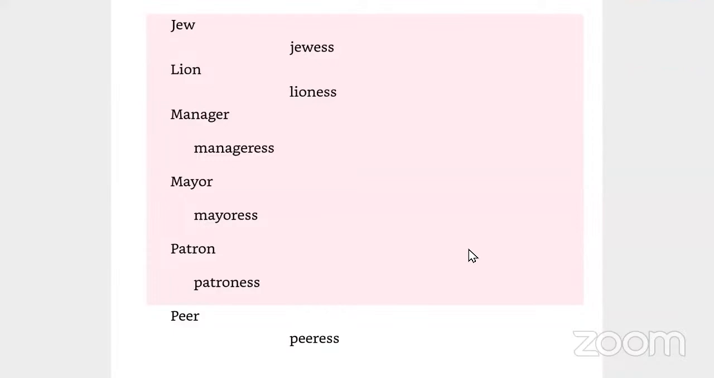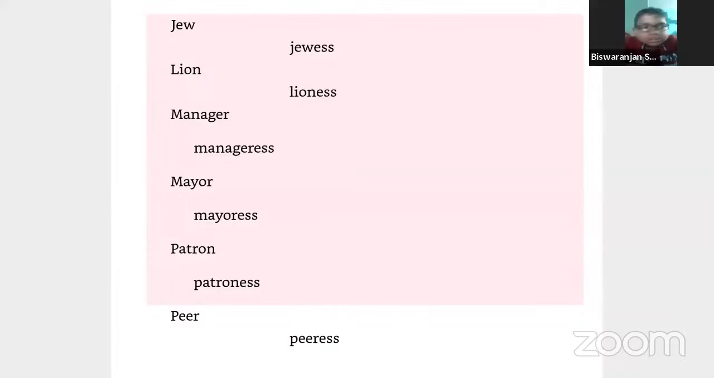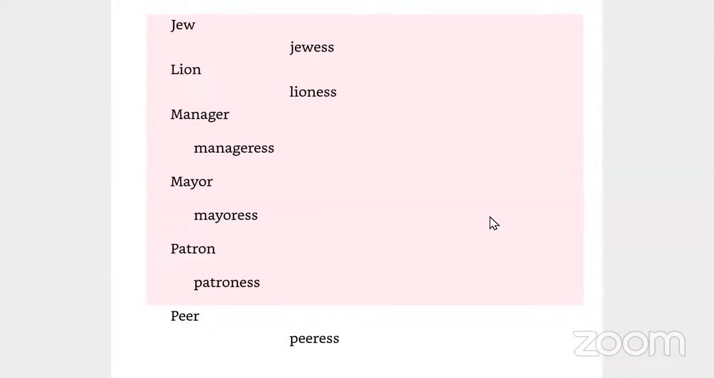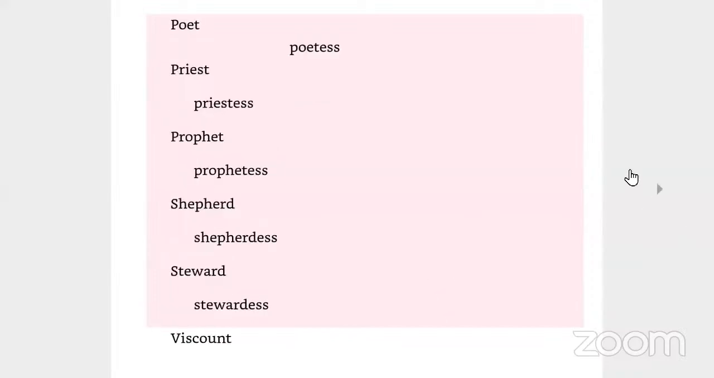Who can say what's a peer? Sir, a person who searches something. Peer is a friend. Peer is actually a friend. So peer means friend or a colleague. So some more. Whatever words you don't know, please note down.